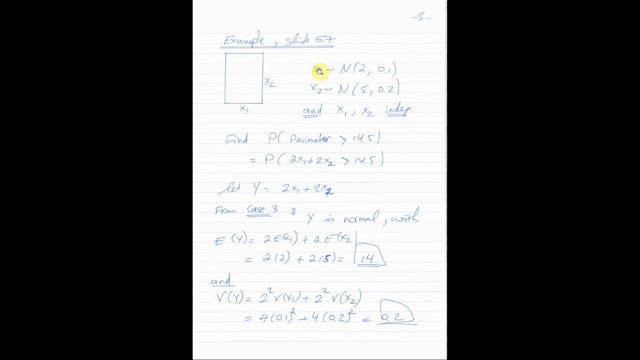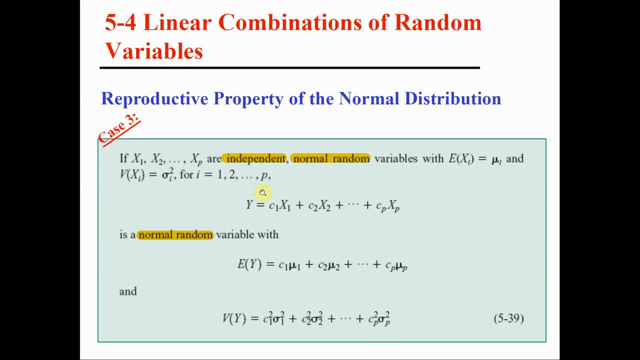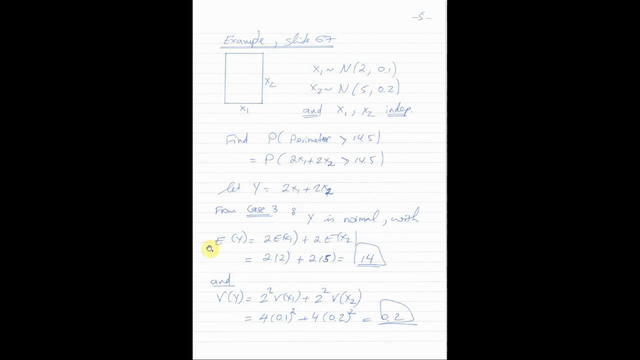Why? Because X1 and X2 are normal, that's given. In addition to the fact that Y is a linear combination of the X1 and X2, so this tells us that Y is also normal. So we have applied this fact: if Y is a linear combination of normal variables, then Y itself has also a normal distribution. So we know that Y is normal. Is this enough? No, it's not enough.